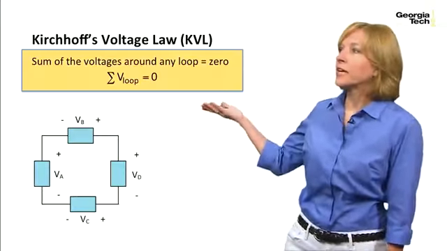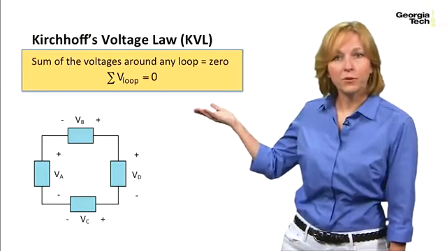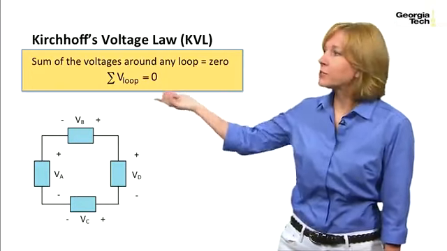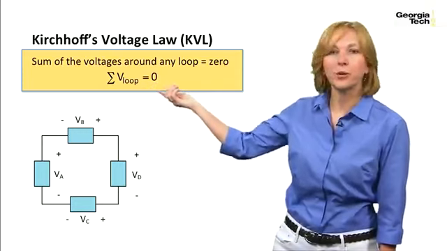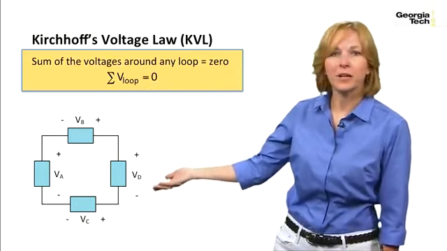Kirchhoff's voltage law is presented right here. The sum of the voltages around any loop is zero. There's a shorthand notation for it that we show right here. And this is an example of a loop.